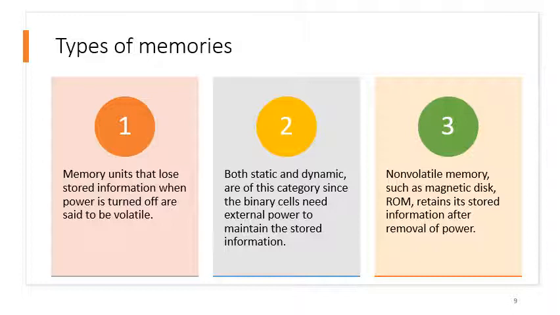So the types of memory, as we have discussed previously, depend upon how the memory modules will retain their data or lose their data, which is dependent upon their application and usage. All those memory modules that tend to lose the stored information when the power is turned off are known to be the volatile memories. The RAM is basically a volatile memory. So both static and dynamic RAM fall in this category, since the binary cell needs external power to maintain the stored information, and are considered volatile memory.